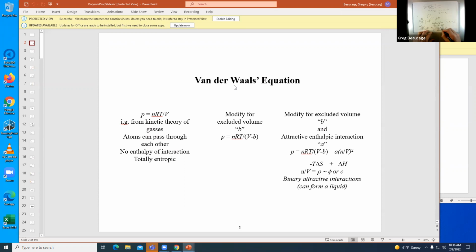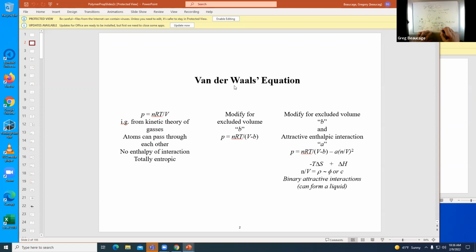Attractive interaction is negative, it reduces pressure. They're attractive so that you can make a liquid. The reason to include this is to make a liquid, because you want to see phase change, or a solid. So to get phase change, you have to have an attractive interaction, right?